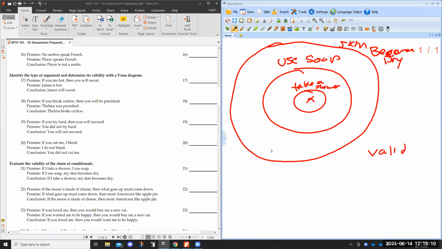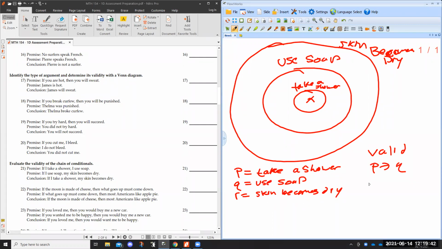Let's just call this P, Q, and R for a second. P is take a shower. Q is use soap. R is skin becomes dry. So this is, if I take a shower, then I use soap. If I use soap, my skin becomes dry. Therefore, if I take a shower, my skin becomes dry.